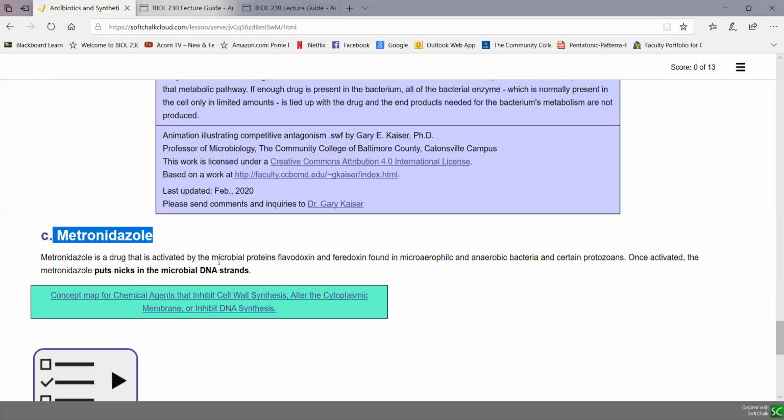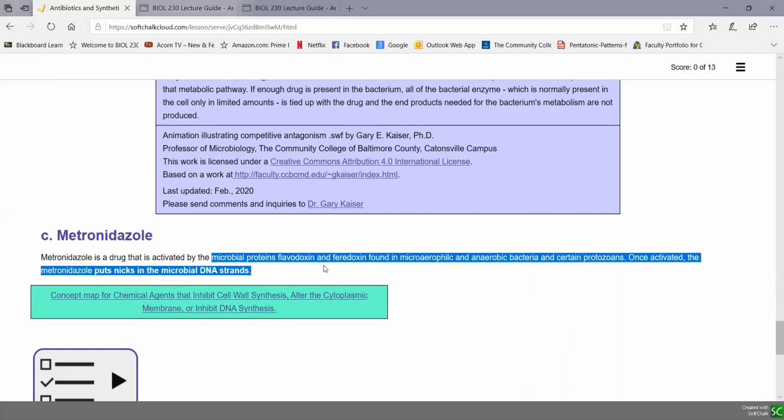And this is a drug that's actually activated by a couple of proteins found only in microaerophilic and anaerobic bacteria and a few anaerobic protozoans. Remember, microaerophilic bacteria only grow if there's very small amounts of oxygen present. And of course, obligate anaerobes grow only without oxygen.